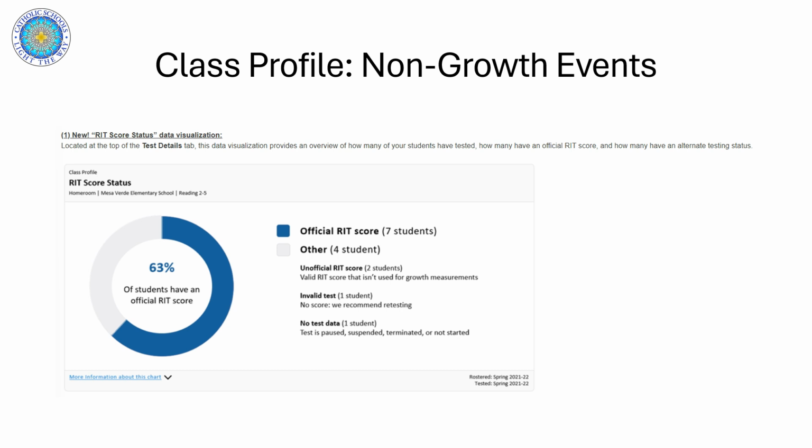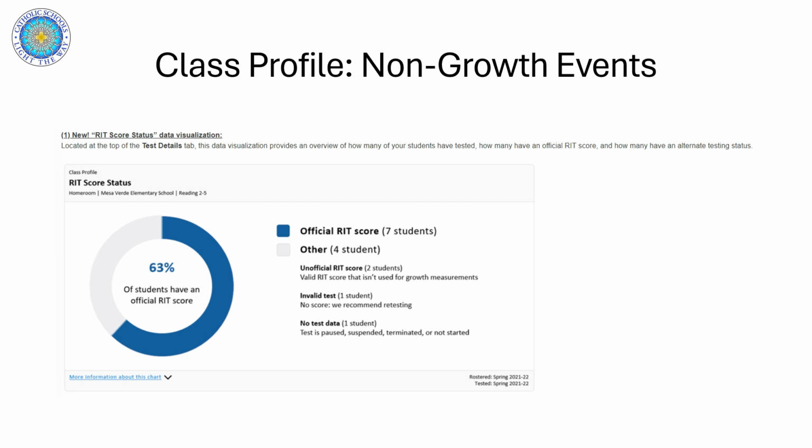Students could have an invalid test result, which means for whatever reason, the system did not register their testing information to produce valid results. In the case of an invalid test, students should be retested. This could also be because students were absent and did not have the test made up when they returned to school.